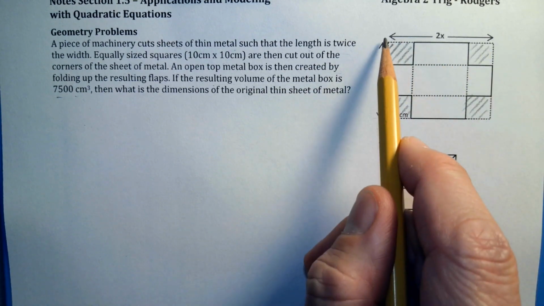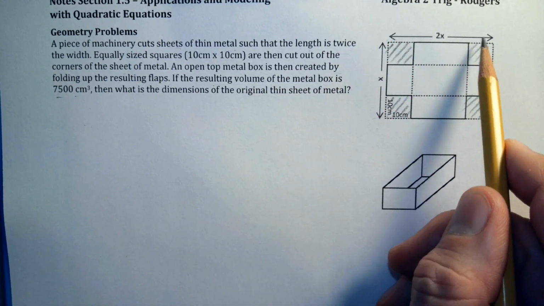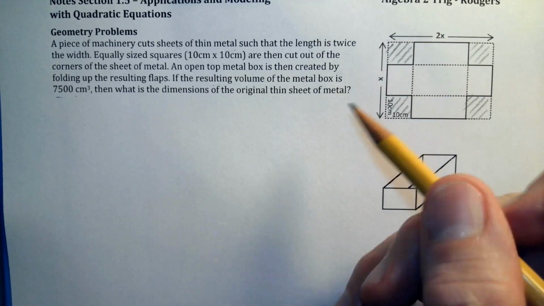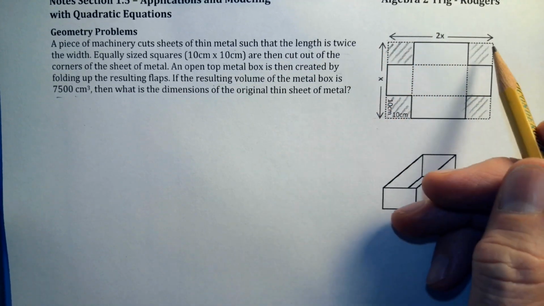If the resulting volume of the metal box is 7,500 centimeters cubed, then what are the dimensions of the original sheet? Now I know the original sheet has a length that's twice the width, we know that, but like what is it? What is this length? Okay.